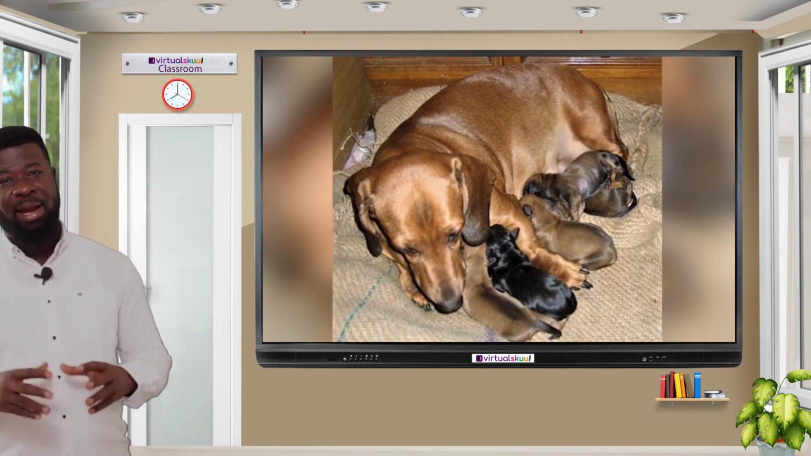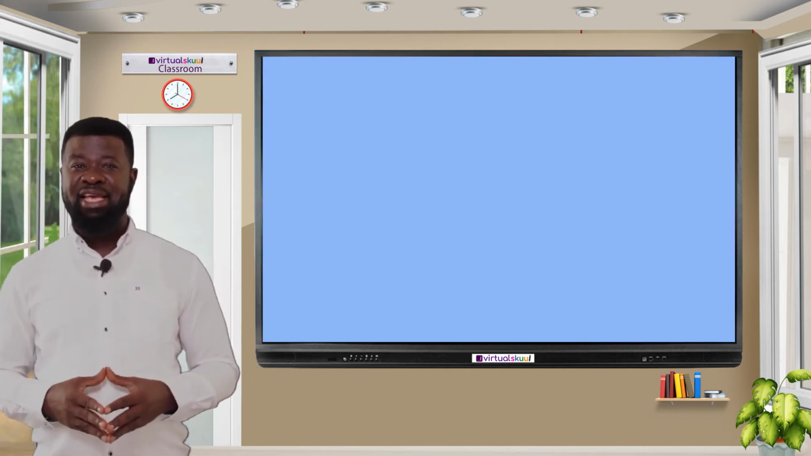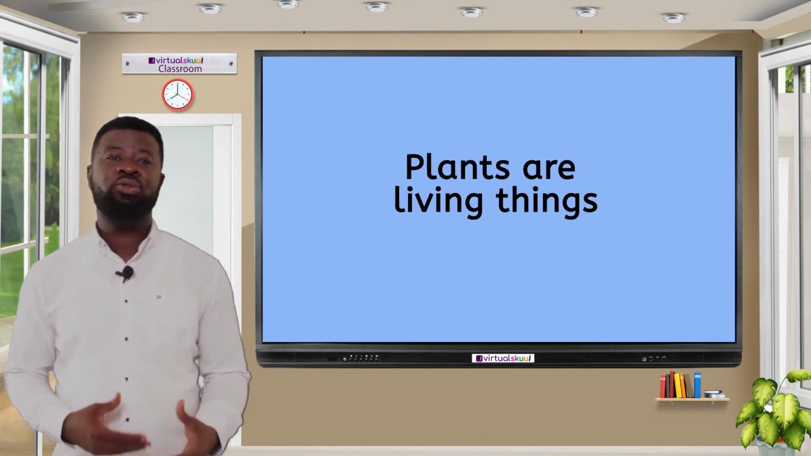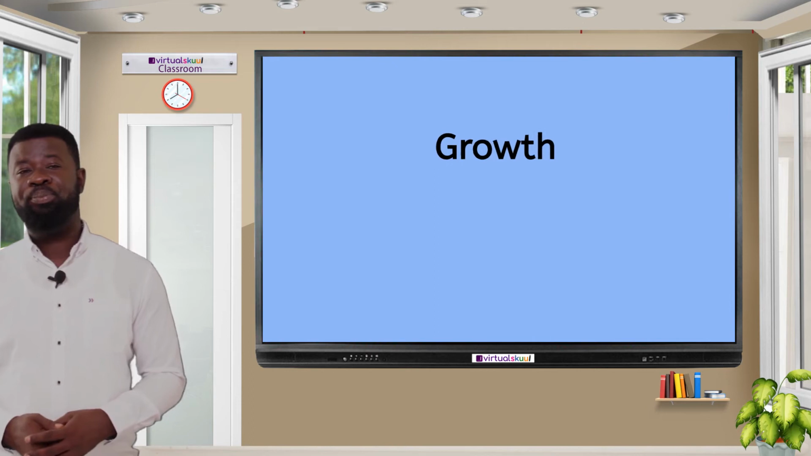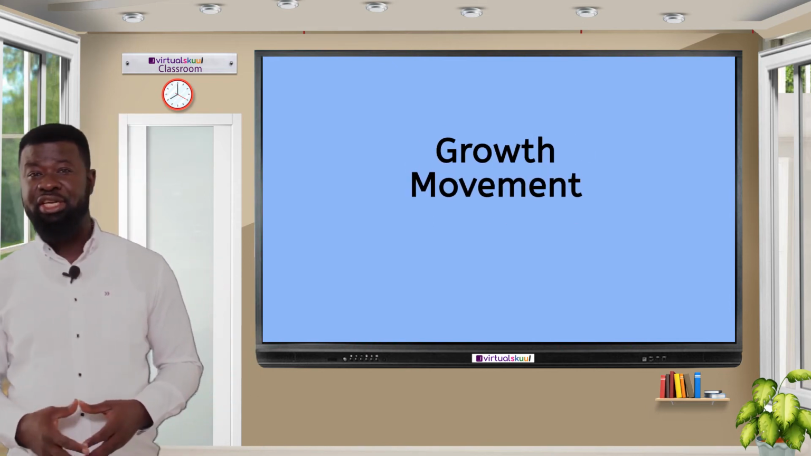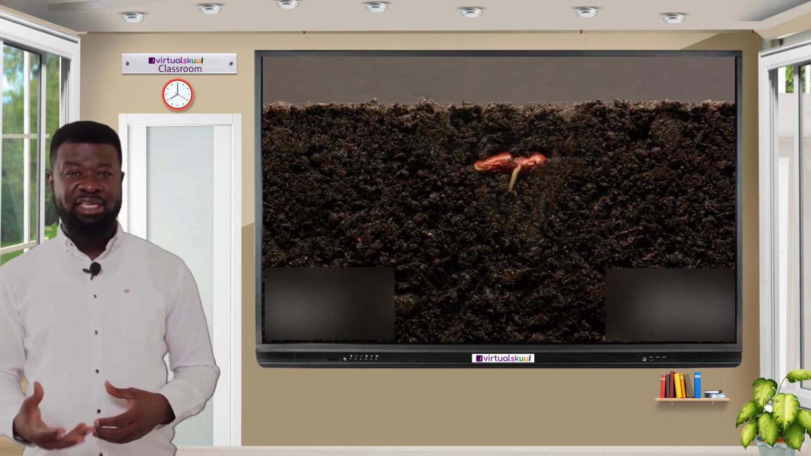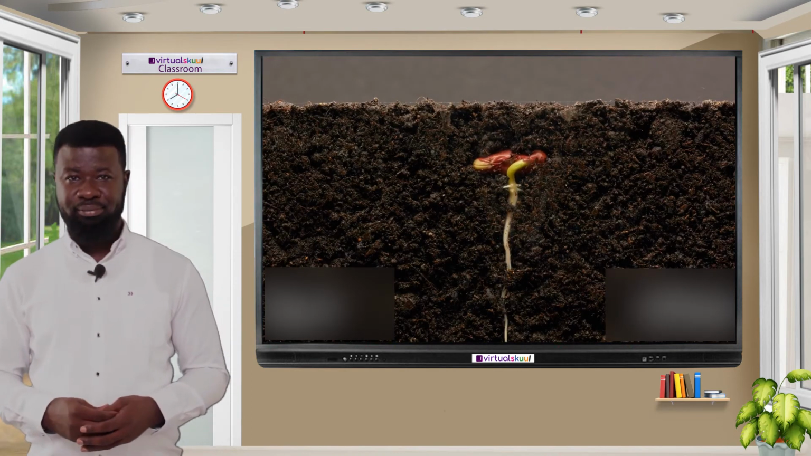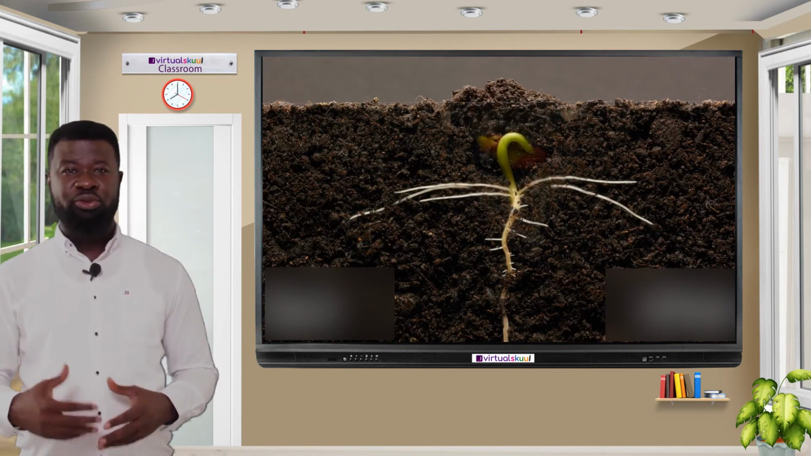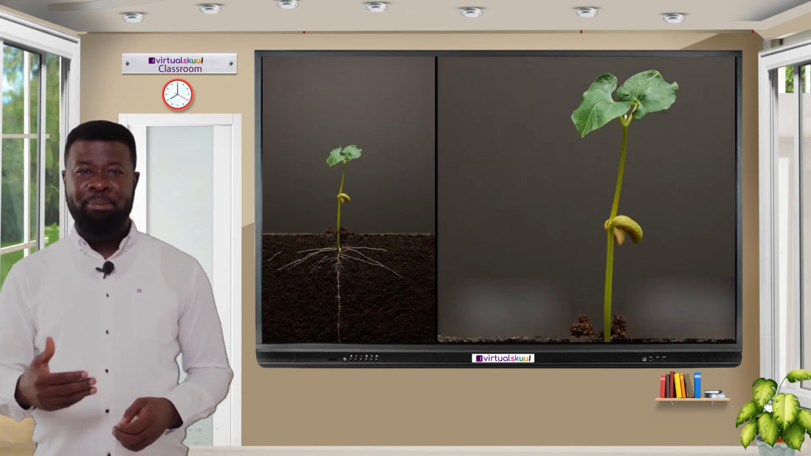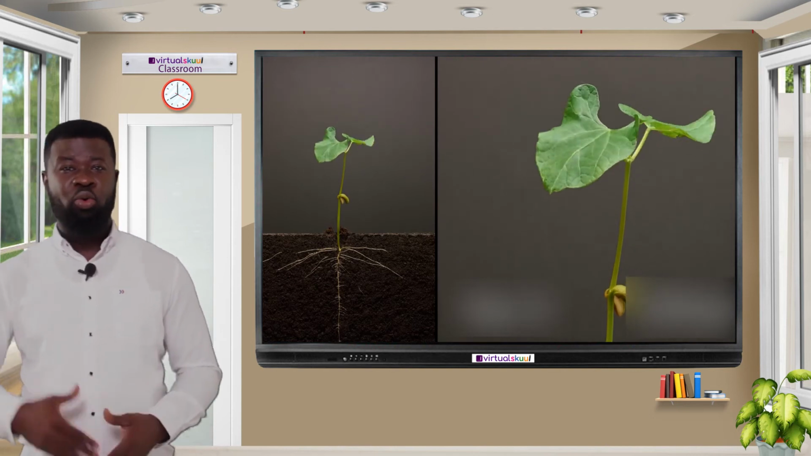When it comes to the plants group, the same can be said. Plants are living things. This means that they also go through the 4 life processes, being growth, movement, nutrition, and reproduction. Plants grow. They grow from the seed when the seed is in the soil. They grow from the shoot into a young plant, that is a seedling. And after seedlings, plants grow bigger or taller.